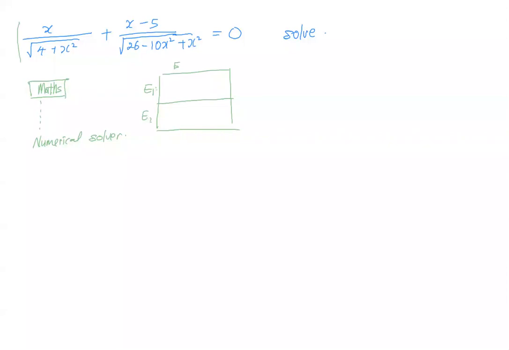So the left-hand side, the whole thing, will be your E1. So you key into here. The right-hand side is your E2. You key in here. Okay, start to key in.